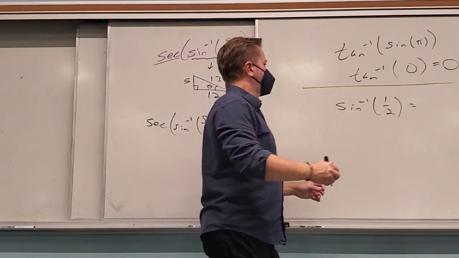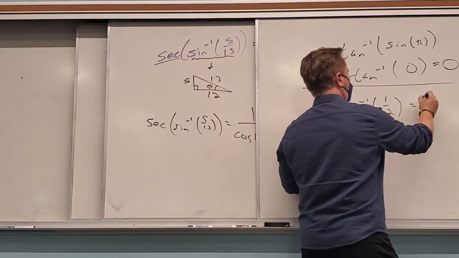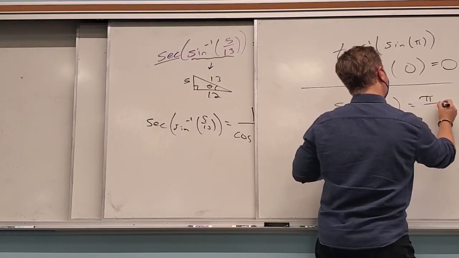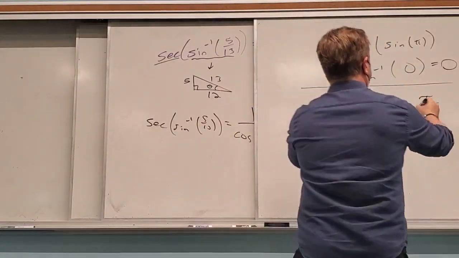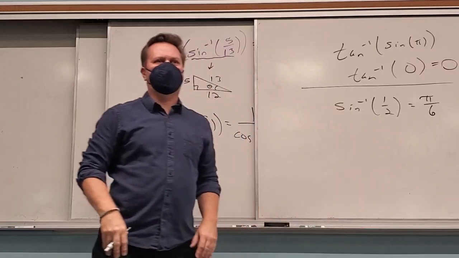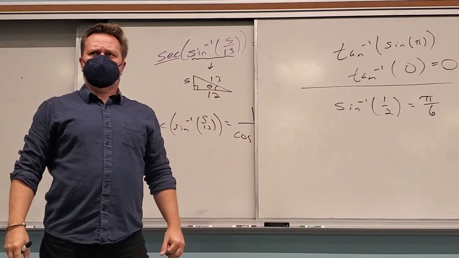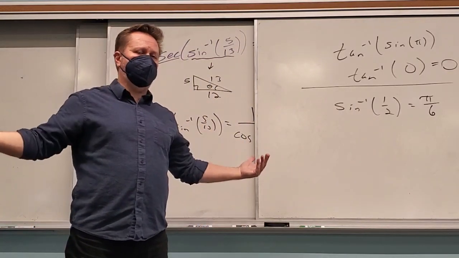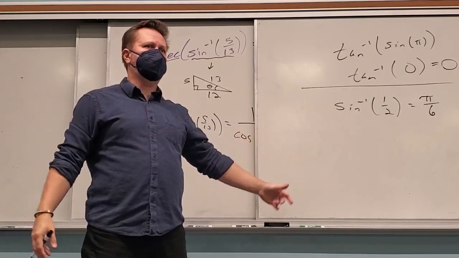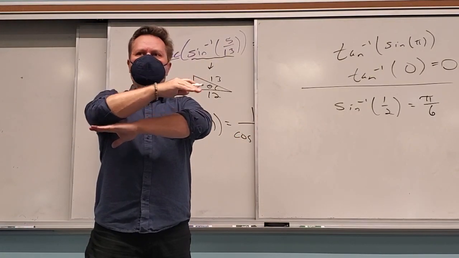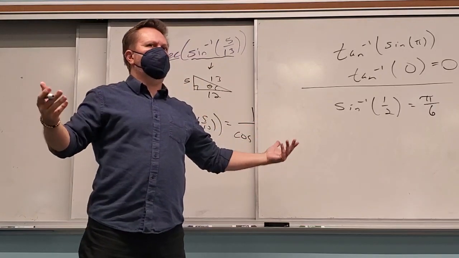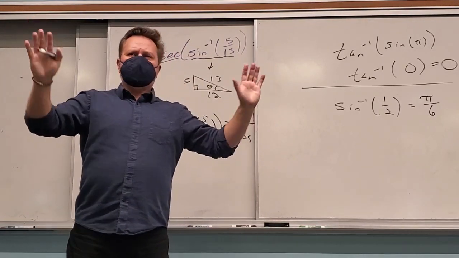Say again? Pi over 6, yes, thank you. Or if you could put in degrees, that would be 30 degrees, right? Sine doesn't like x, so it's small when it's close to x. 30 degrees or pi over 6. Do you guys understand that?